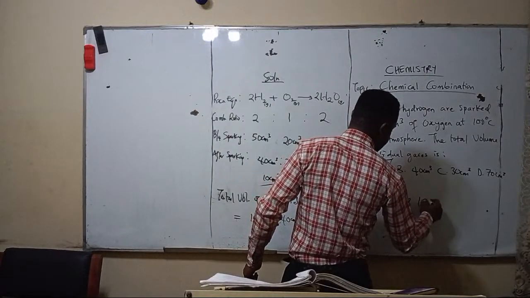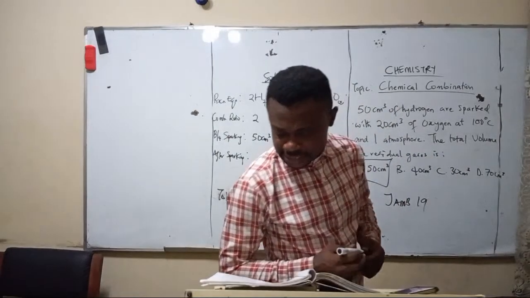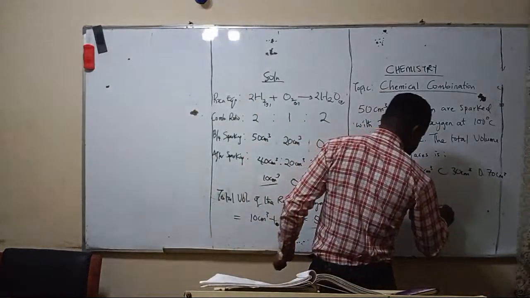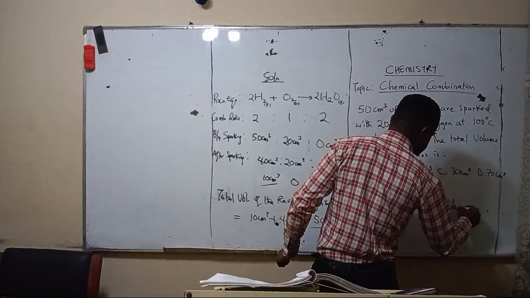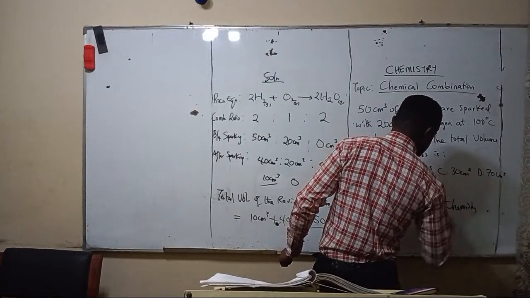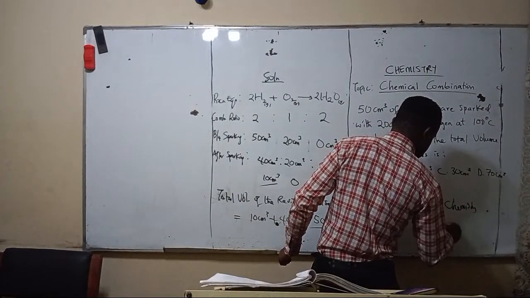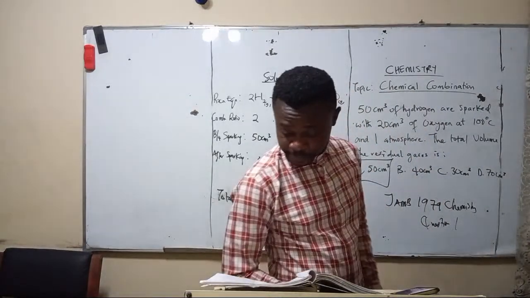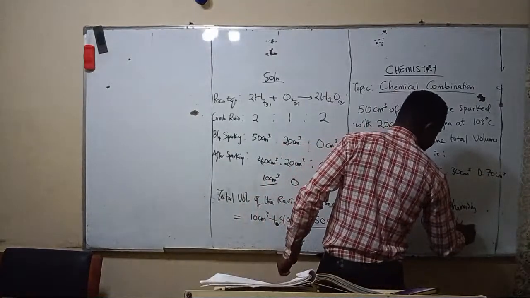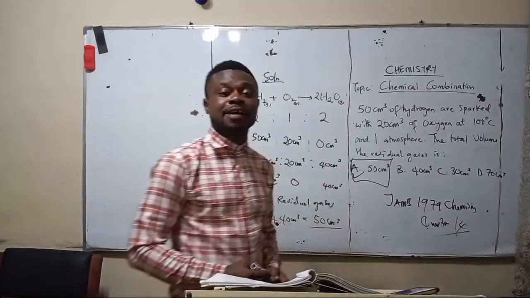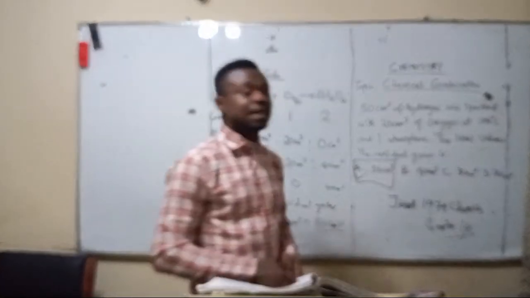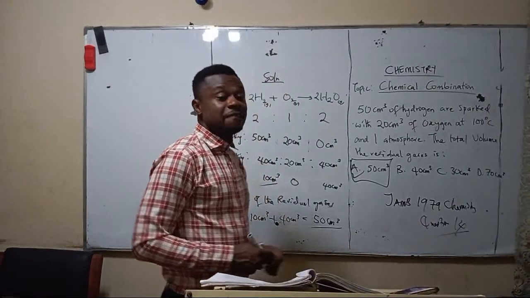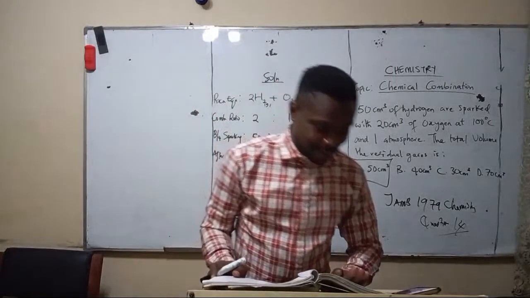So the answer to this is JAM 1979 chemistry, question 14. The answer is A, 50 cm3.